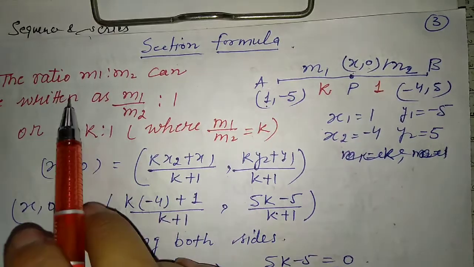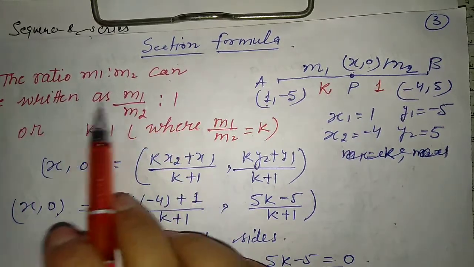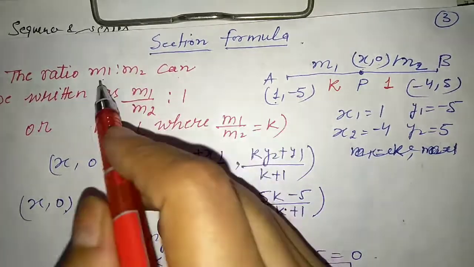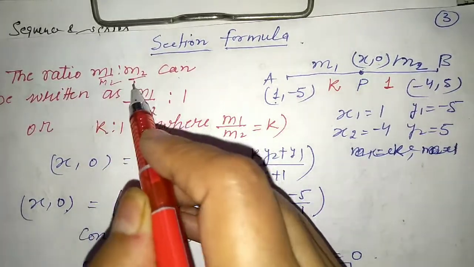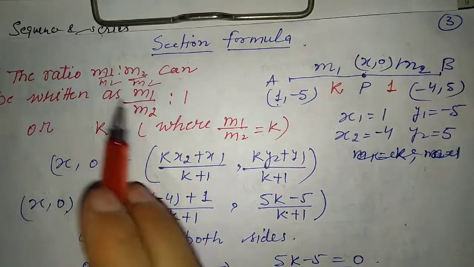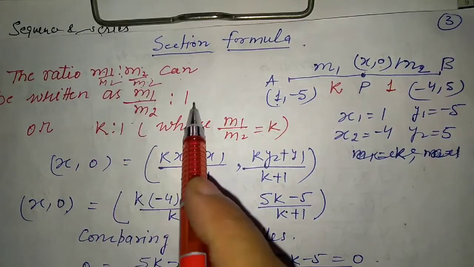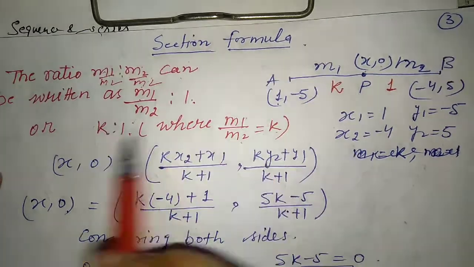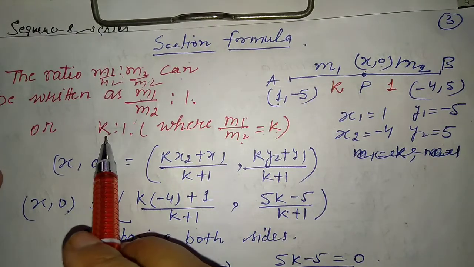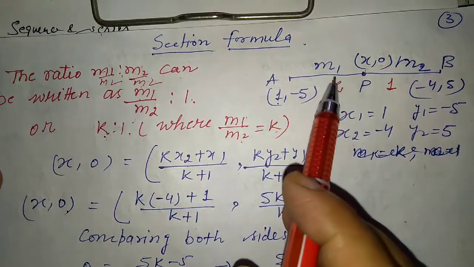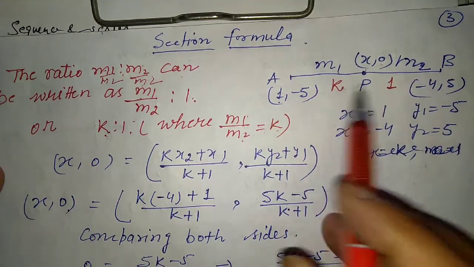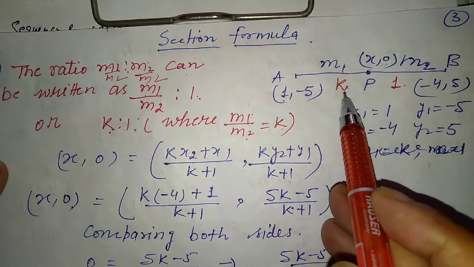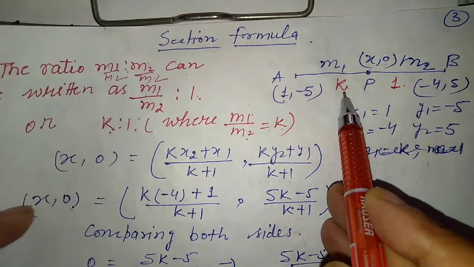We know the ratio m1 m2 can be written as m1 upon m2, and here both can be divided by m2. So in the ratio m1 upon m2, m2 can be cancelled. Here is 1 as it is, and m1 upon m2 we will write as k. So always, if we have to find the ratio, we will write k ratio 1 in this manner. So this m1 m2 we will replace by k ratio 1.